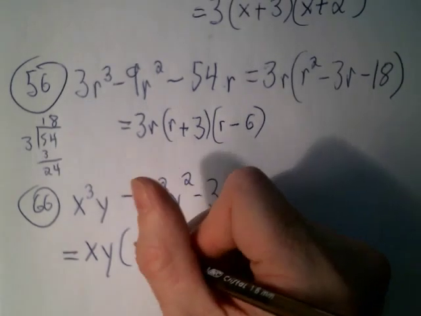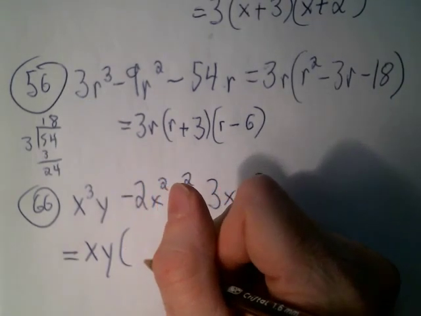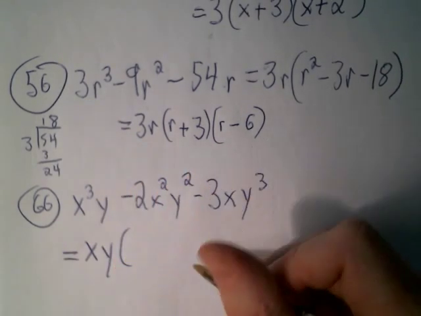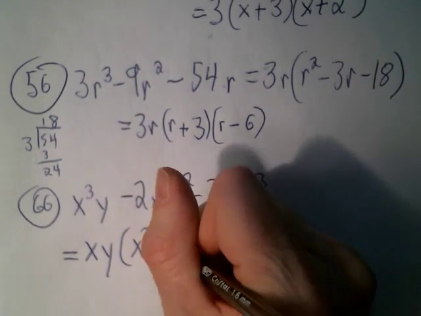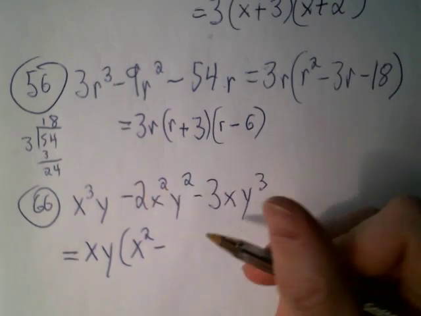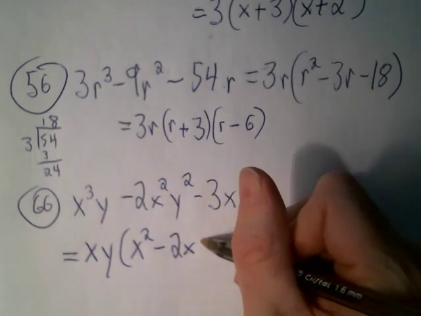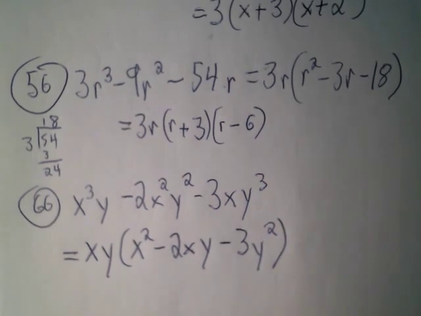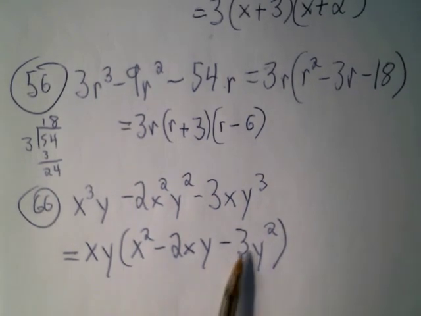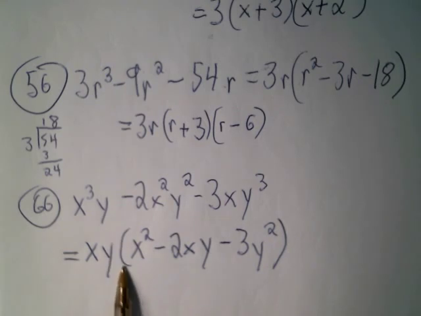Okay. So we'll go ahead and see what's left over. So we have x squared minus 2xy, and then minus 3y squared. Okay, you notice if you redistributed, you get back to where you started.